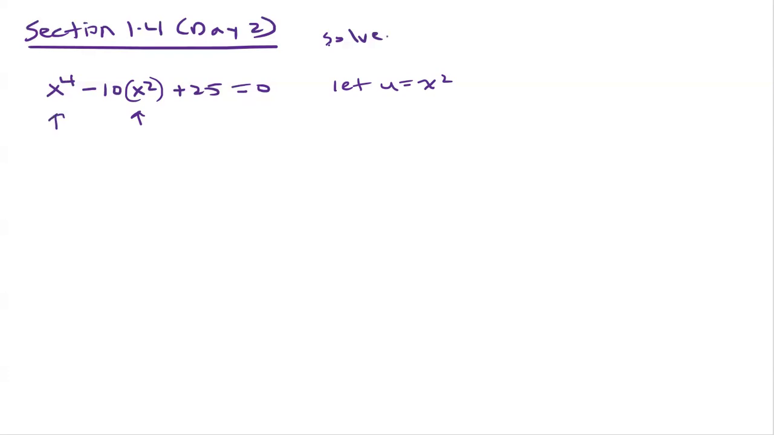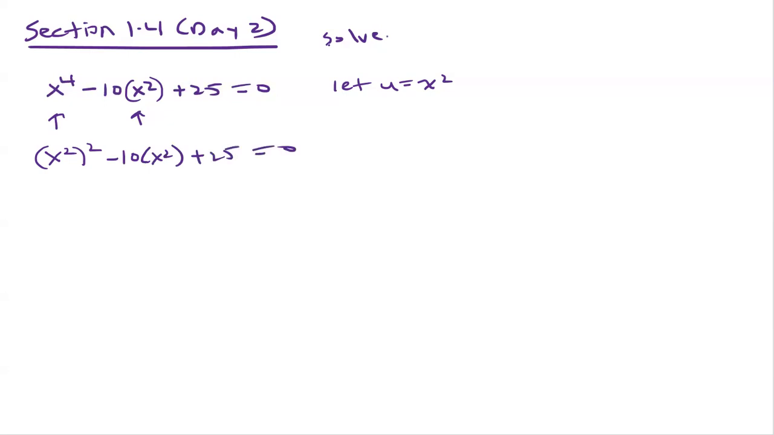Would you agree that I can rewrite x to the fourth as x squared raised to the power of 2? Would you agree that's the same? It is, right? Because 2 times 2 is 4. So x squared squared will give us x to the fourth. So we'll have minus 10x squared plus 25 equals 0.